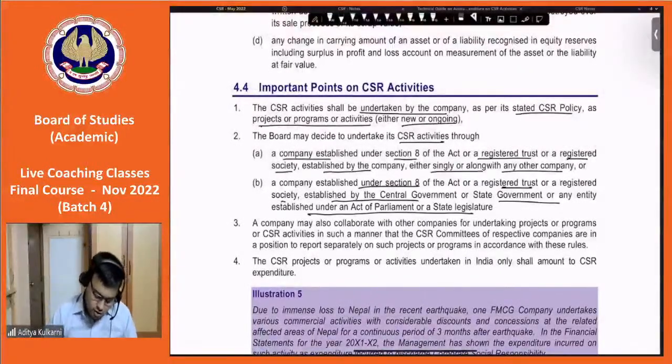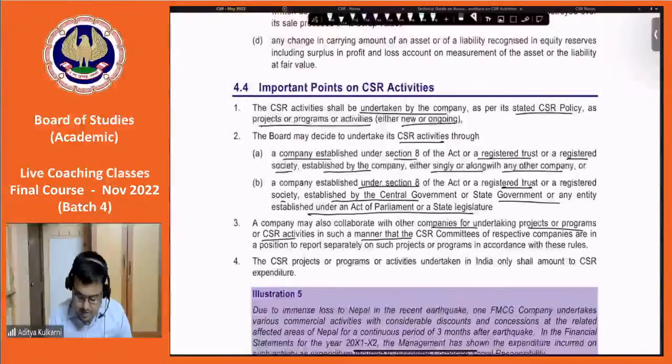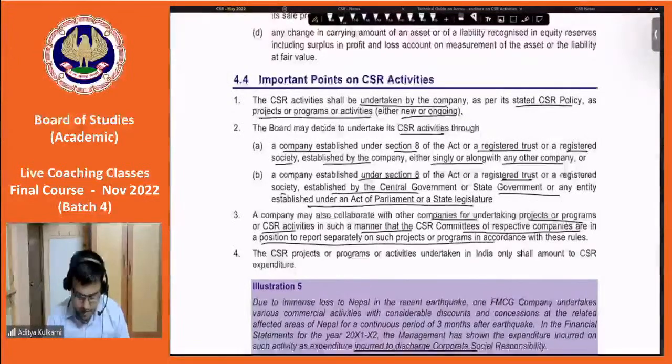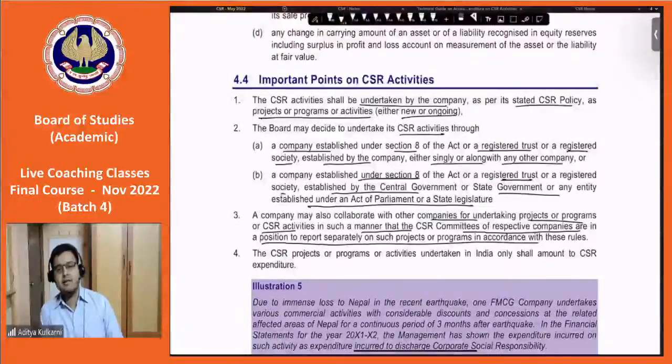A company may also collaborate with other companies for undertaking projects or programs or CSR activities in a manner such that the CSR committees are in a position to report separately in accordance with these rules. So you have 2-3 companies joining hands for a huge CSR project. For example, it was COVID. You needed to airlift patients. Now, airlifting is a huge cost job. So say Tata's, Reliance and Adani Group came together only for the purposes of airlifting the patients, and they decided to share the cost in a particular percentage. Now, if that is the case, if you are able to segregate, then well enough, you can do that jointly also.